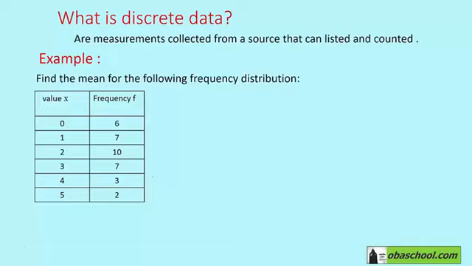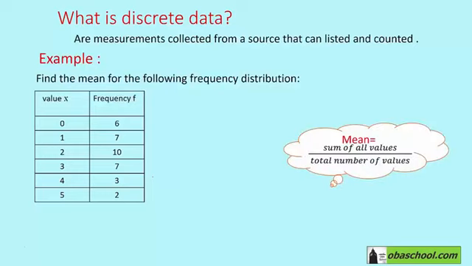What is discrete data? Discrete data are measurements collected from a source that can be listed and counted. Example: find the mean for the following frequency distribution. So, you have this table that has a column of values and a column of frequency. Now, what I mean by frequency is the number of times a value has been repeated or found.